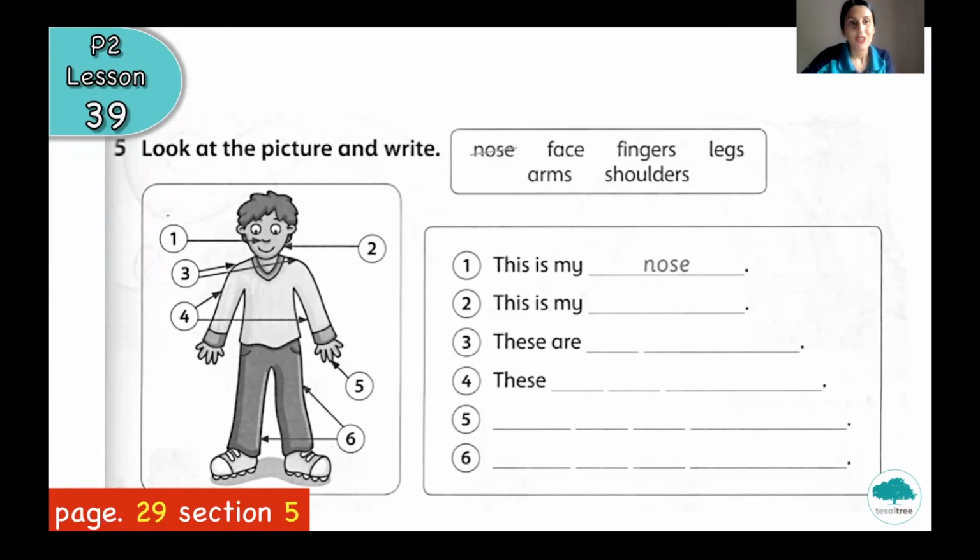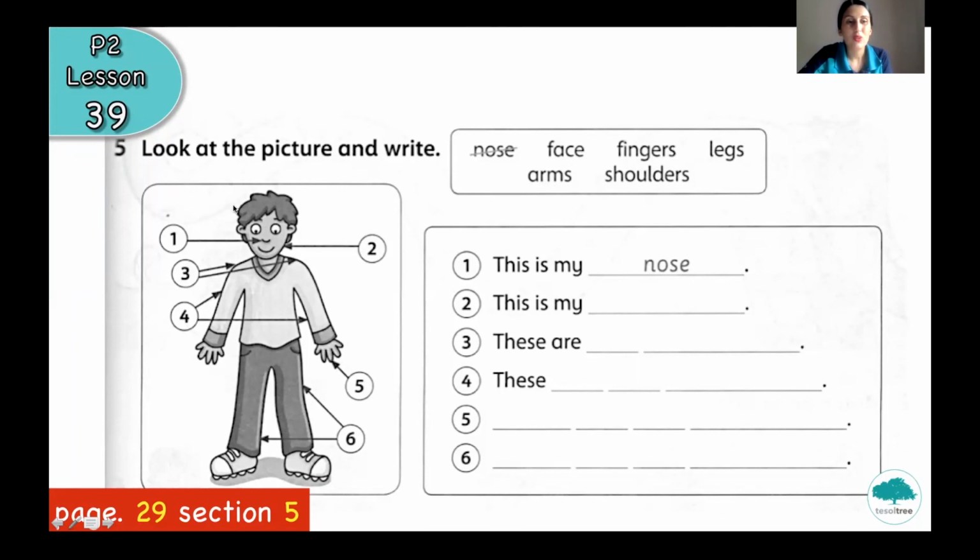P2, you have to look at the picture. You can see a boy. And you have to write the sentences. There is a box with the words. You can see it over there. And let's read the words together. Face, fingers, legs, arms, and shoulders.